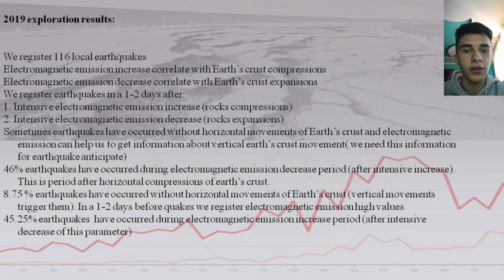We registered 116 local earthquakes. Electromagnetic emission increase correlates with earth crust compressions and decrease correlates with earth crust expansions. We registered earthquakes 1-2 days after intensive electromagnetic emission increase, rock compressions, or intensive electromagnetic emission decrease, rock expansions. Sometimes earthquakes occurred without horizontal movements of the earth crust, and electromagnetic emission can help us get information about vertical earth crust movements. We need this information for earthquake anticipation.